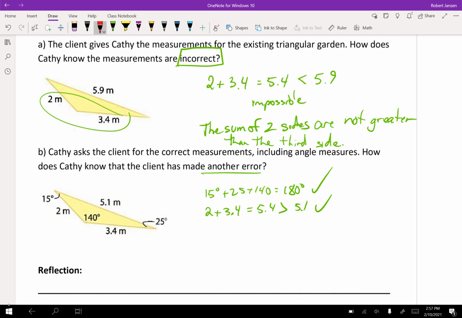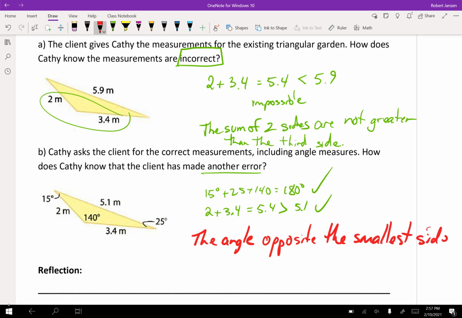Okay, so what are we going to say here? The angle opposite the smallest side is not the smallest. It should be. The smallest angle should be across from the smallest side, and it's not.